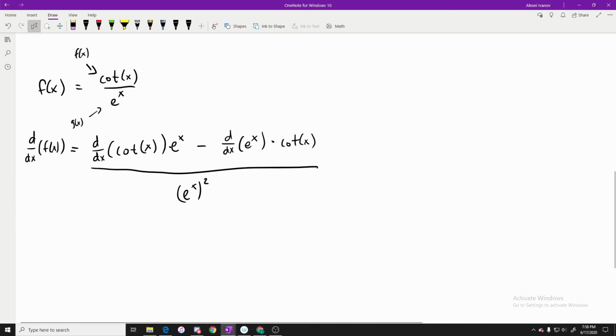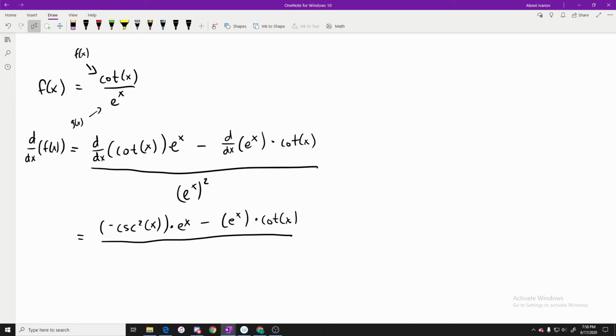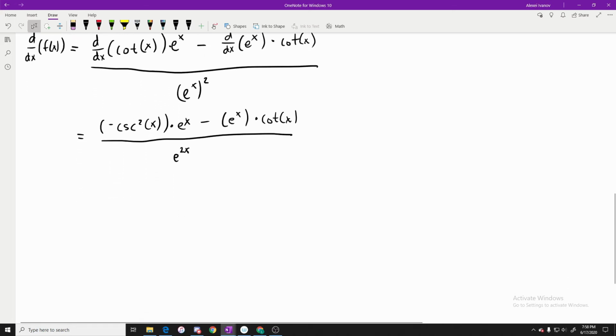So there it is. And now we are going to apply all of the derivatives that we have learned so far. The derivative of cotangent of x is minus CSC squared x, and then we still multiply this by e to the x. The derivative of e to the x is just e to the x, as we know. We're going to multiply this by cotangent of x. And all of this is going to be over e to the x squared, which can be simplified as e to the 2x, because it's a power of a power, so we can multiply the two powers.